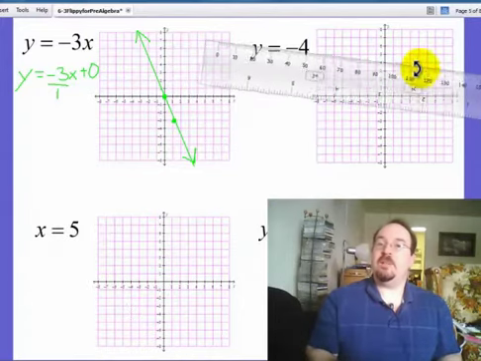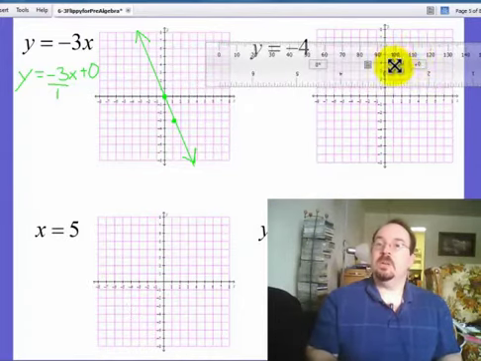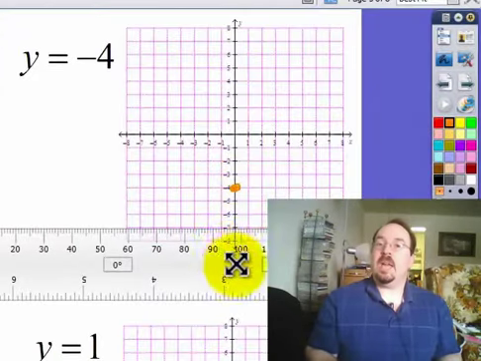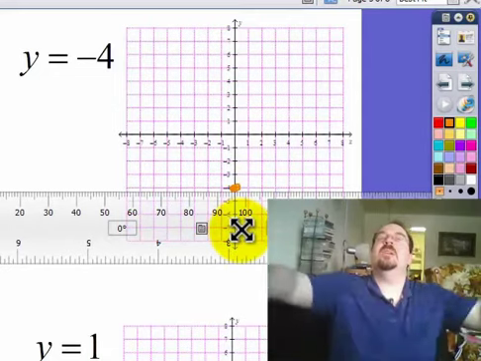Y equals -4. Well, find -4 on y, and then do yoga.